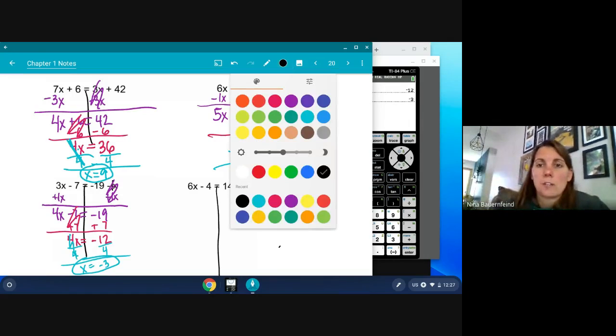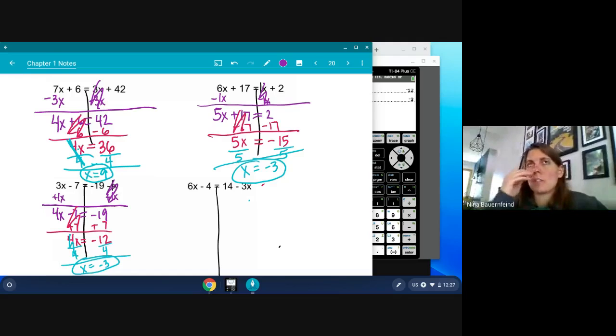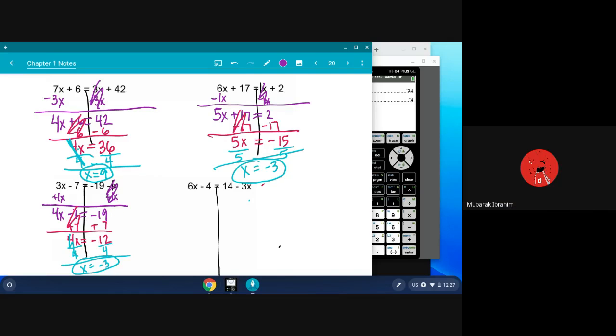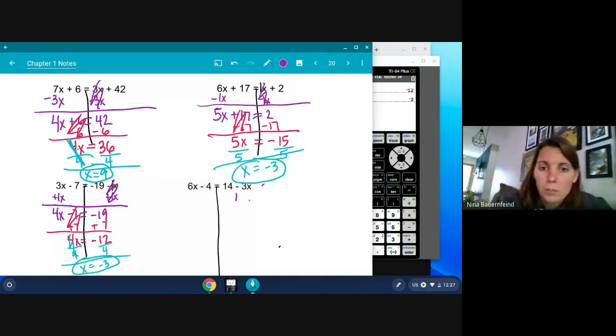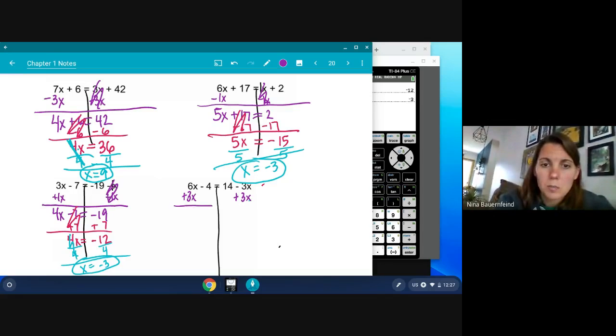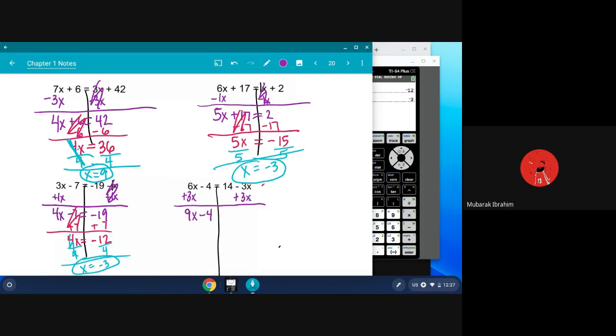Okay, let's see if you got the first steps. Let's see who did the first step. And there's, again, 4 different ways you could do this first step. So I'm just curious, can someone tell me what they did for their first step? 6 plus 3. All right, beautiful. So plus 3x, 6 plus 3, you got 9x then? Yeah. Beautiful.